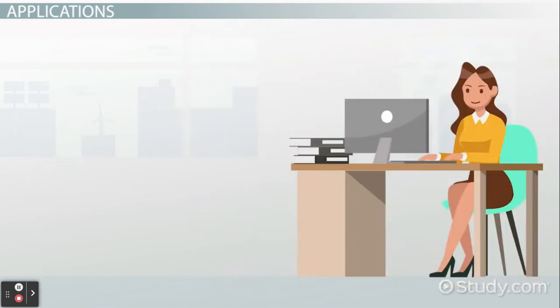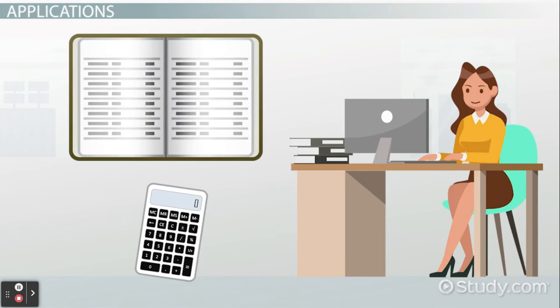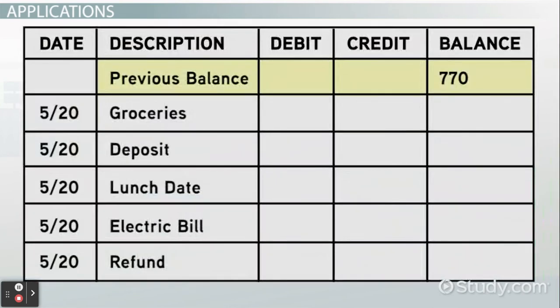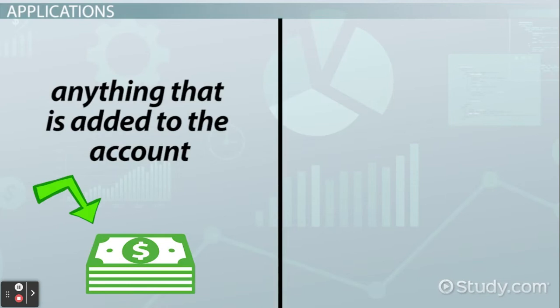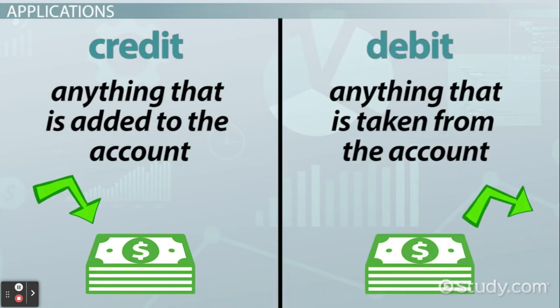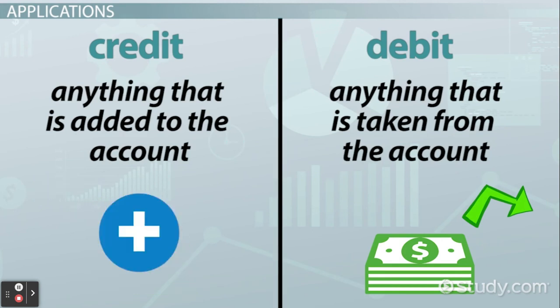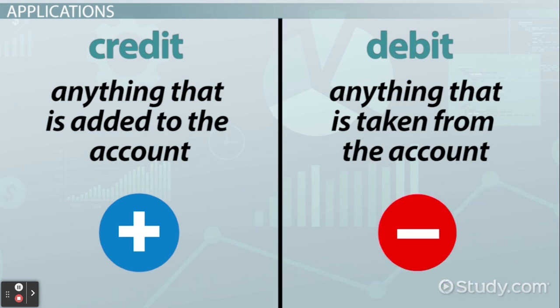At the end of the day, she sits down to balance her checkbook. Her balance in the account before running her errands today was $770. Let's use positive and negative numbers to help her balance her checkbook. In banking terms, anything that is added to the account is called a credit, and anything that is taken from the account is called a debit. Since credits occur when you add to the account, they are associated with and recorded as positive numbers. And since debits occur when you subtract from the account, they are associated with and recorded as negative numbers.